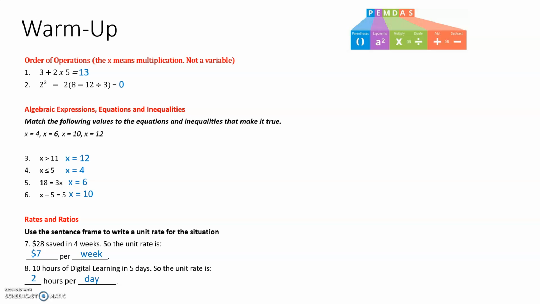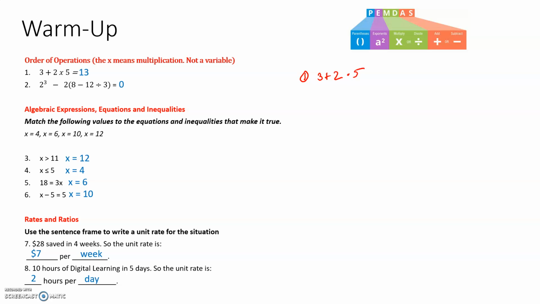All right, so if you do not need any explanation, you're ready to go on to the lesson, you may do so. For the rest of us, let's go ahead and go over these answers. So let's look at number 1. I have 3 plus 2 times 5.